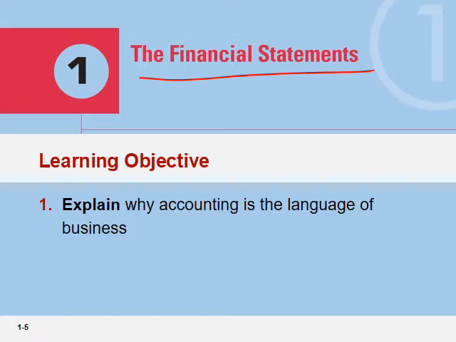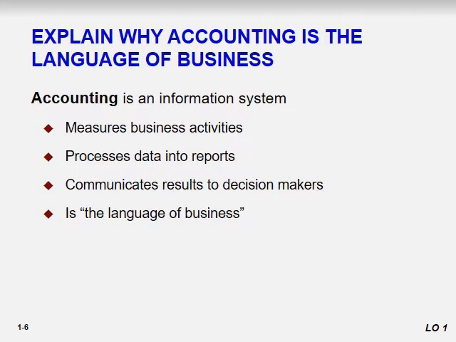So, our first learning objective is to explain why accounting is the language of business. Accounting is an information system. It measures business activities, processes data into reports, and communicates results to the decision makers. The better you understand the language, the better you can manage your finances as well as those of your business. Accounting produces financial statements which report information about a business entity. The financial statements measure performance and communicate where a business stands in financial terms.